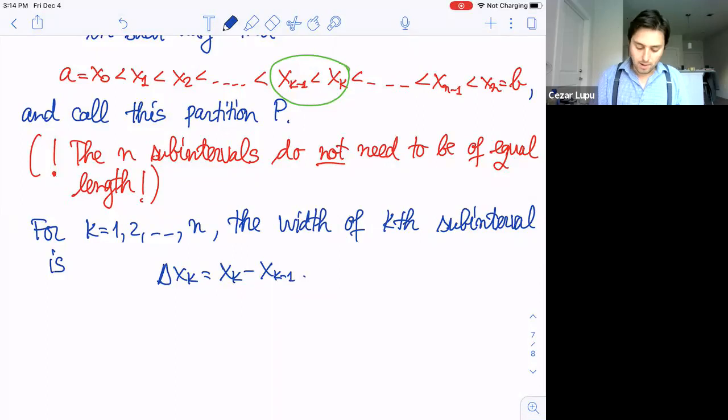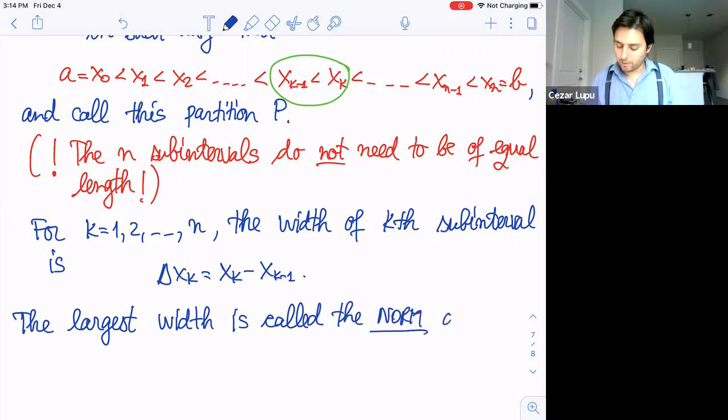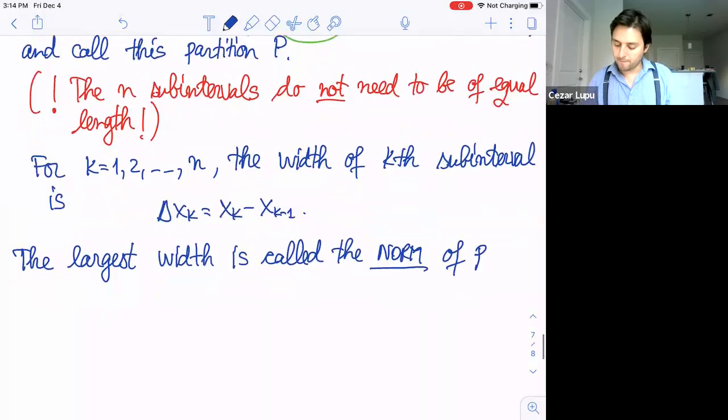All right, great. Now the largest width is called the norm of partition P.